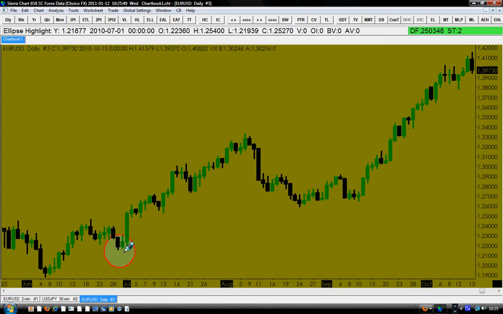Breaking out of the consolidation zone with this huge candle here. This is what we are talking about. The first wave is the wave that breaks out of the consolidation zone.